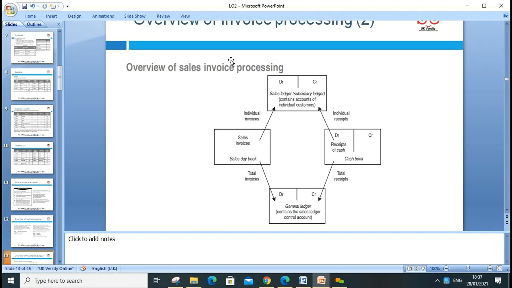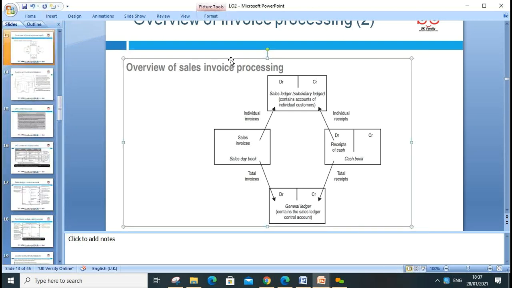Okay, you will see here the sales invoices process. We do debit and credit, individual invoices, the sales day book, and individual receipts. And the journal ledgers show the sales ledger control, how much we have received and paid. Any question on this one? No, it's clear.